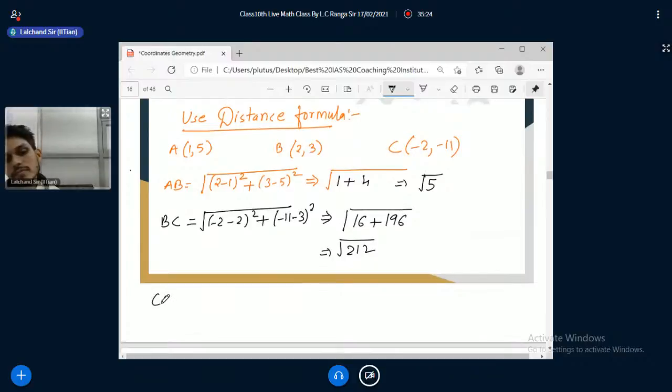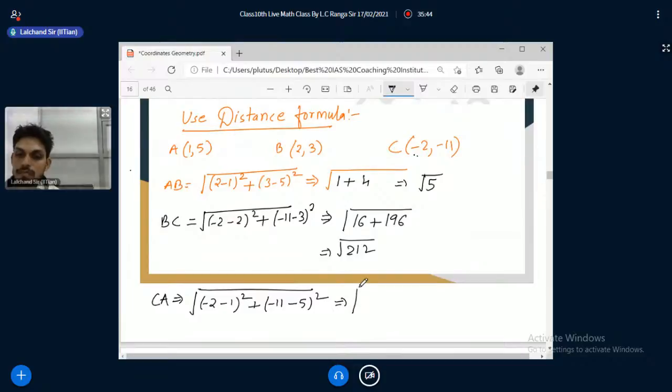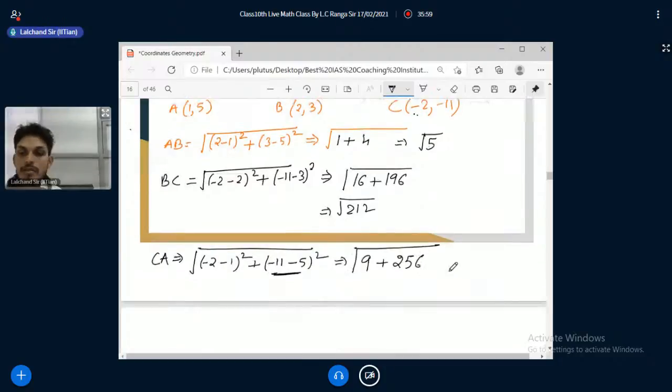Okay. Now what is the value of CA? We can write minus 2 minus 1 square plus minus 11 minus 5 square. This is 9, and this is 16 square. What is the square of 16? 256, isn't it? So what is the value of this if we add? 265.